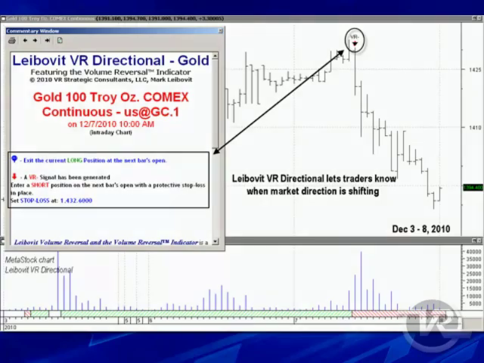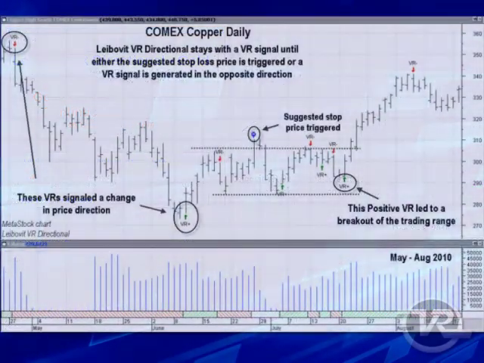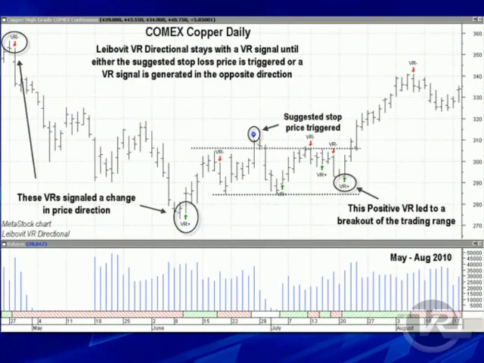Our next example is the copper daily chart. Of course, it's the COMEX copper daily. The Leibovit VR directional stays with the signal until either a suggested stop loss price is triggered or the VR signal is generated in the opposite direction. On the left side of your screen, a negative VR triggered a nice downtrend, which basically carried through May into early June, where a positive VR came in.